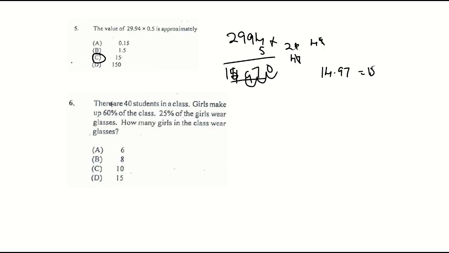And next, a repeated question. We know that in this question, 60% make up the class. That means there are 24 girls, and a quarter, or 25%, of the girls wear glasses. A quarter of how many girls in a class wear glasses? So that is a quarter of 24, which is 6. So the answer is E. And that is the end.